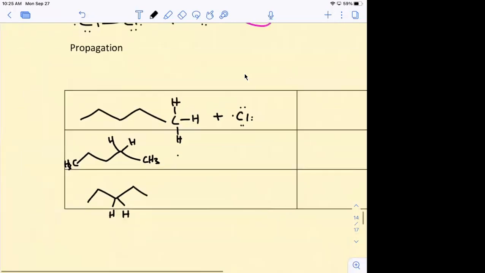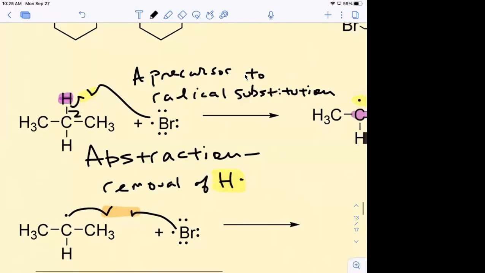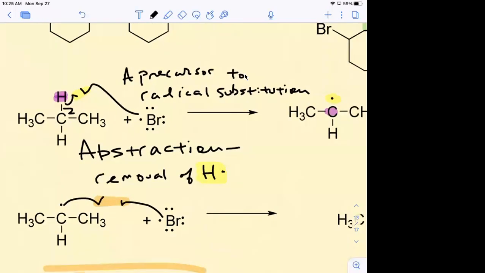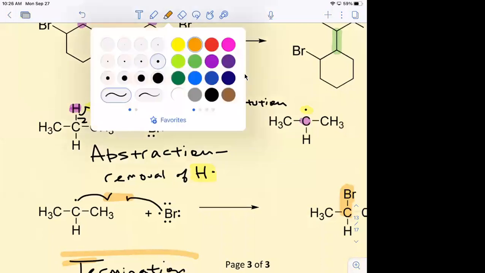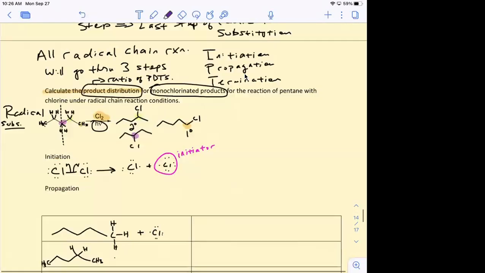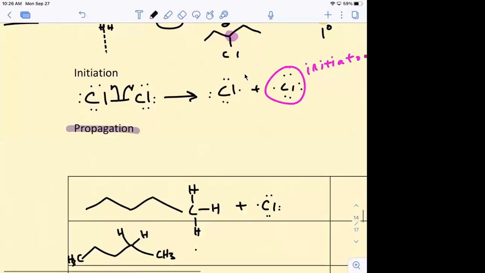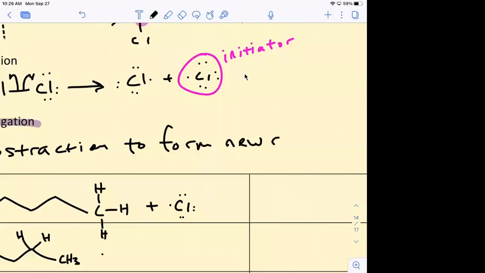All right, let's go back up to here. Remember when we talked right here, what's happening in this step right here? I'm removing H dot, is that right? To get a carbon radical. Yes. And we said that the term for that process was abstraction. So in propagation, this is where abstraction happens. So abstraction is going to happen to form new radicals.